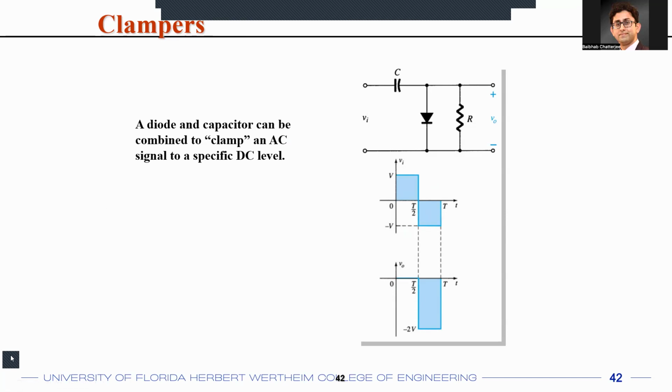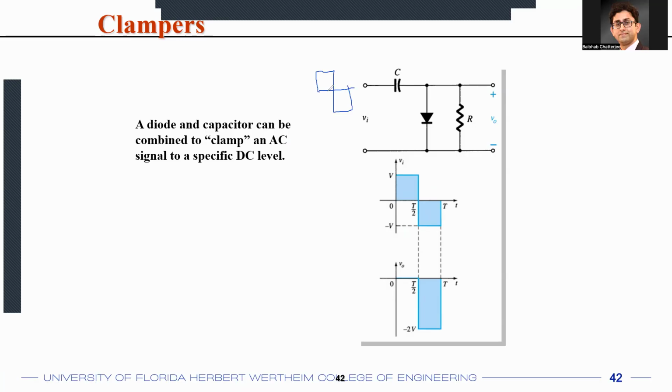So let's take a look at this example where you are applying an input, which is, let's say, a square wave. You can also apply a sine wave. It doesn't matter that much. But let's say you are applying a square wave like this, which you see over here from V to minus V. So when you have the positive half cycle, because this is an AC signal, the capacitor offers very small resistance to the AC signal, let's just say.